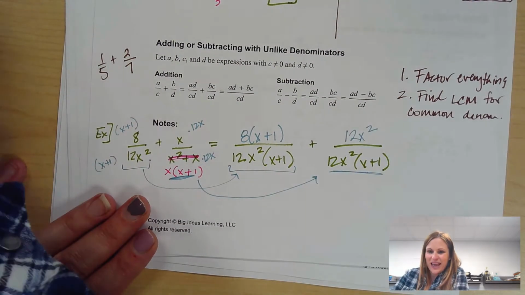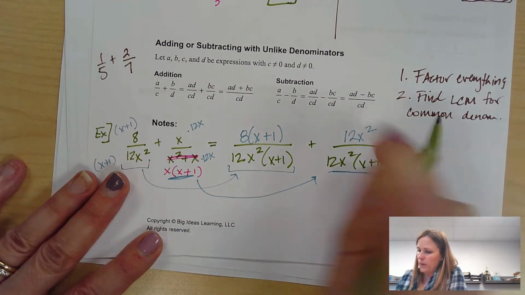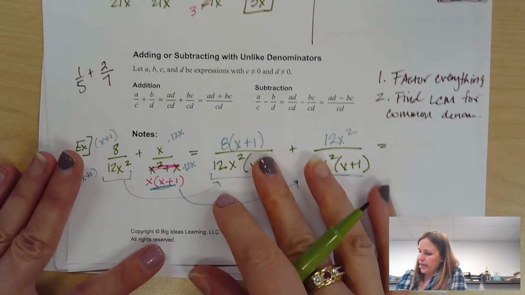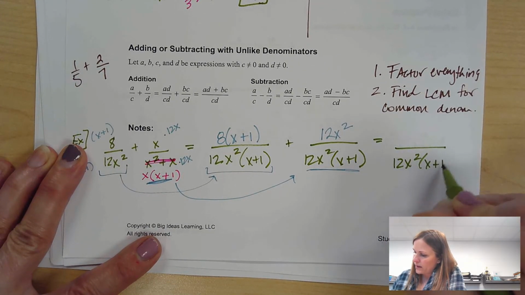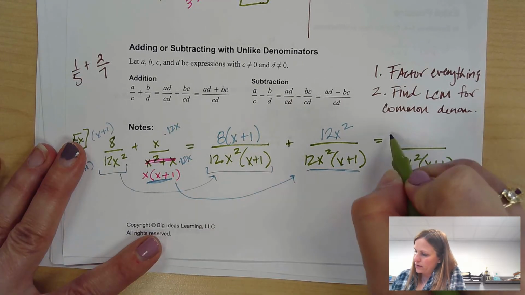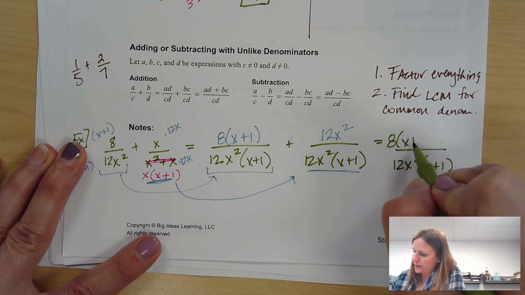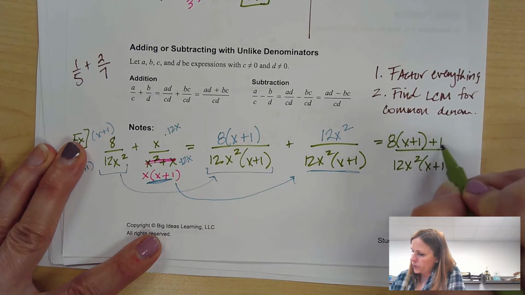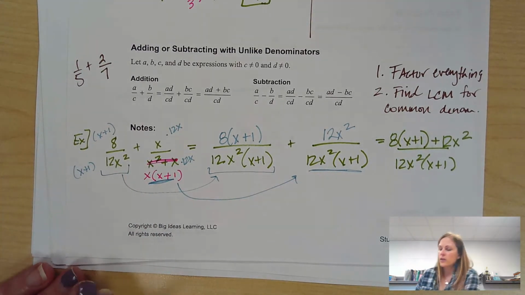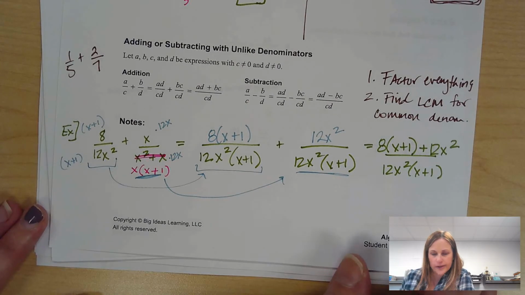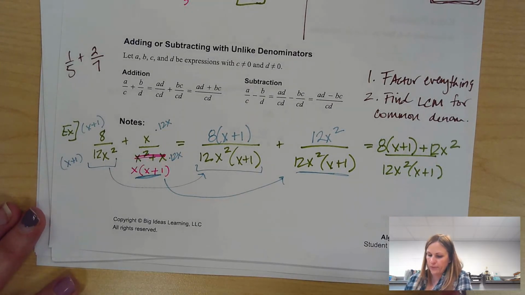Now that you have the same common denominator, we can revert back to what we did up here. You keep your common denominator and add the numerators. So 8 times (x plus 1) plus 12x squared. Okay, so unfortunately we're not finished. There's a little bit more work to do.